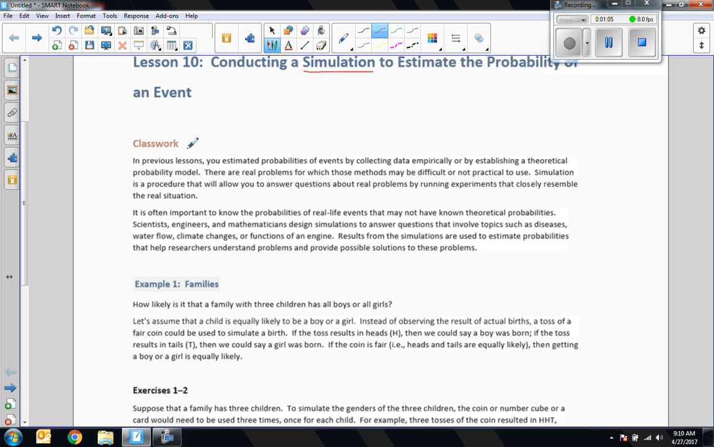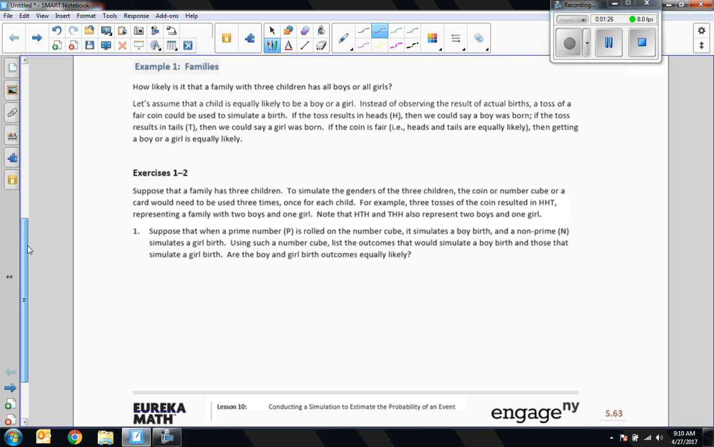It is often important to know the probabilities of real-life events that may not have known theoretical probabilities. Scientists, engineers, and mathematicians design simulations to answer questions that involve topics such as disease, water flow, climate changes, or functions of an engine. Results from the simulations are used to estimate probabilities that help researchers understand problems and provide possible solutions to these problems.